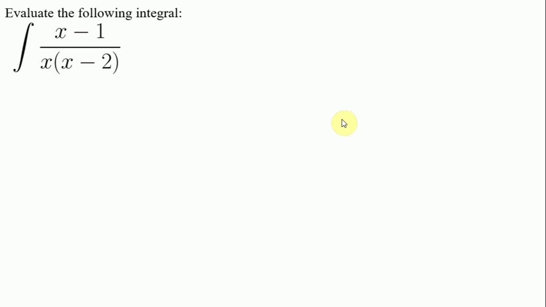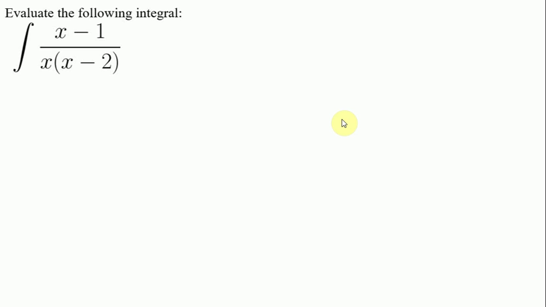Hi, today I'm going to be teaching you how to do this integral over here using partial fraction decomposition and some other things. This is a little bit more difficult than it looks, so let's get right into it.